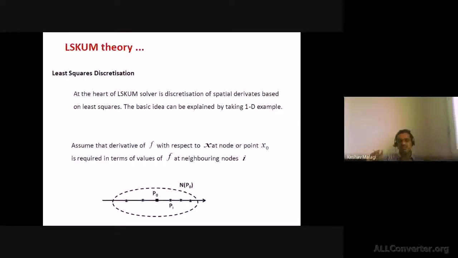So right now you focus on how least squares is useful in evaluating a derivative. If you understand this core concept of how least squares will help you in evaluating a derivative, you will understand the remaining parts pretty easily.